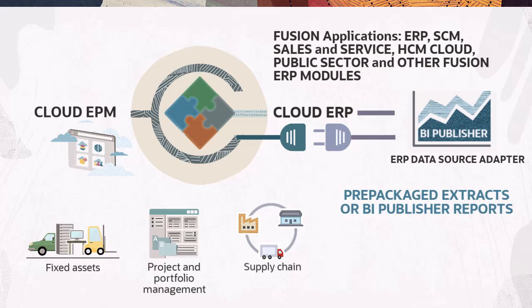You can use prepackaged extracts or customized BI Publisher reports to define your own report parameters for extracting the data from ERP. When the system brings over the data into data integration, the data and metadata can be subsequently mapped and loaded to the EPM business process.